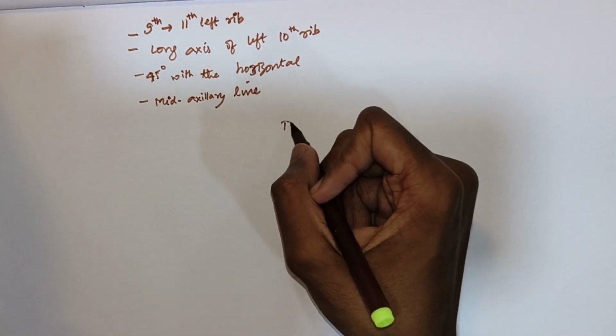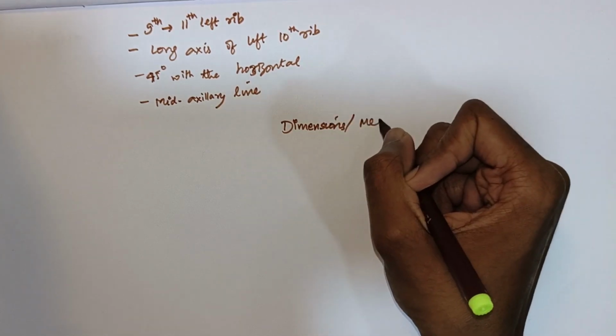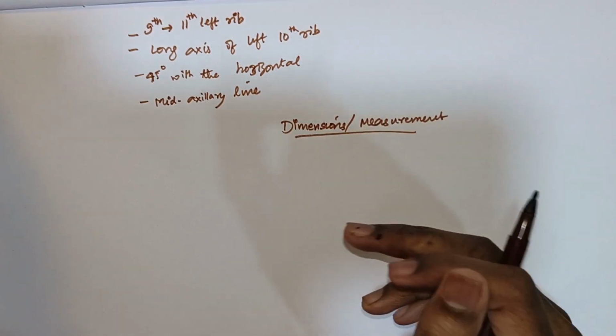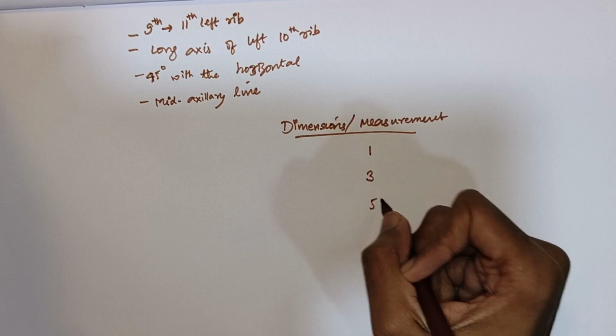Also, if we talk about the dimensions or the measurements of spleen, you need to remember the odd numbers like 1, 3, 5 and 7.